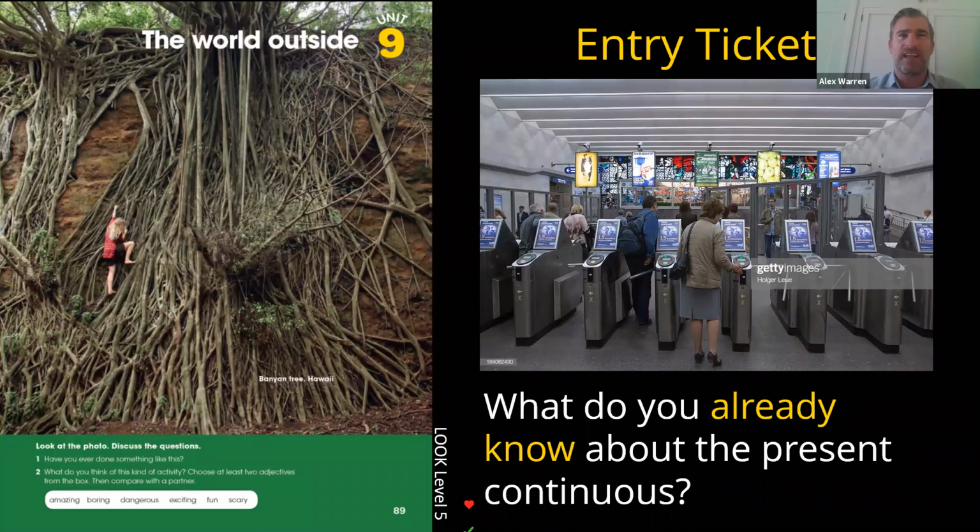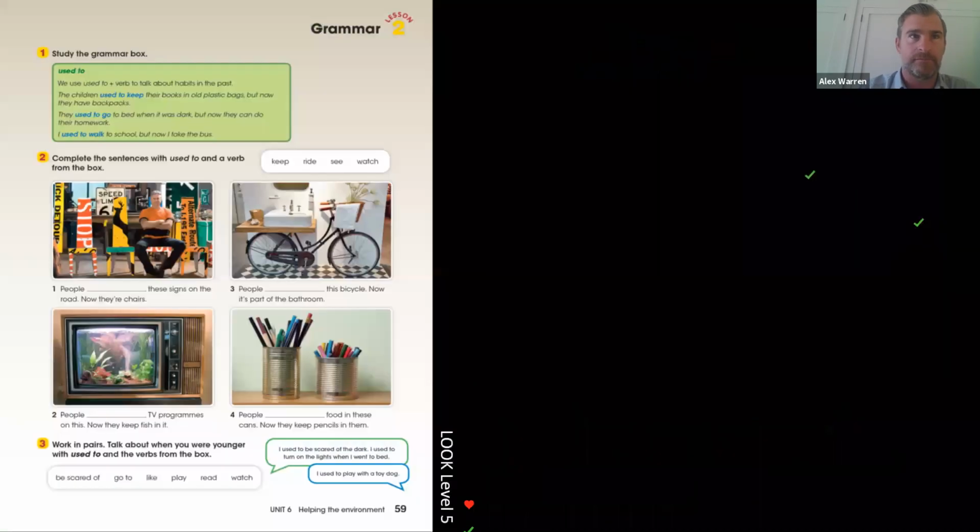So think about an entry ticket. It's not really an entry ticket per se, it's more of an open question. It might be a quiz, but it's finding out what they can remember, finding out what they already know. Okay, so let's imagine that we are teaching this lesson. This is a lesson taken from Look Level 5, which is a National Geographic Learning Young Learner title.